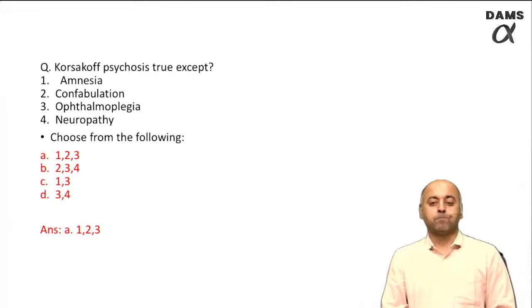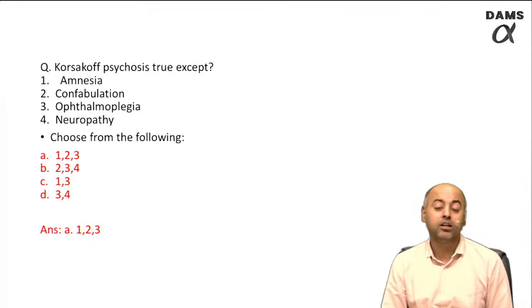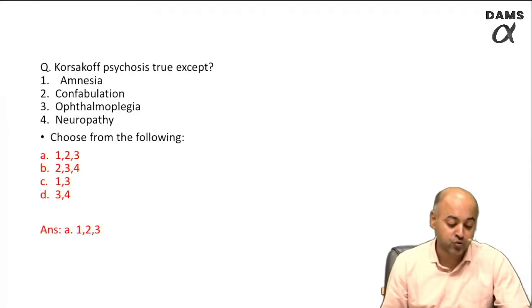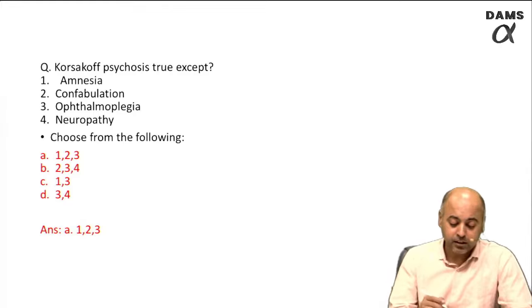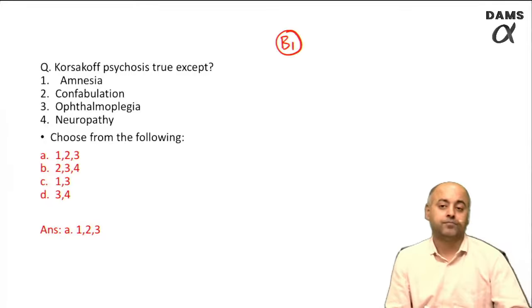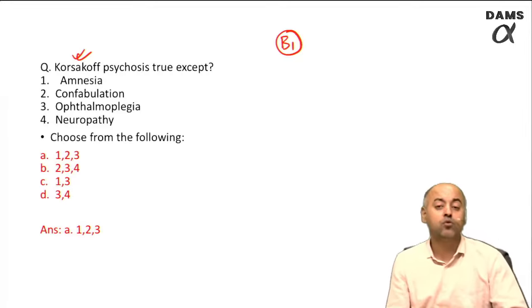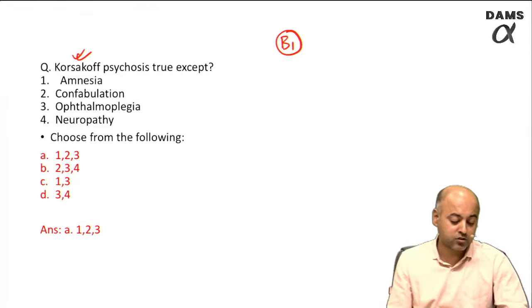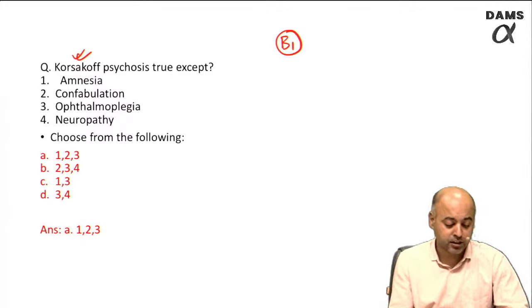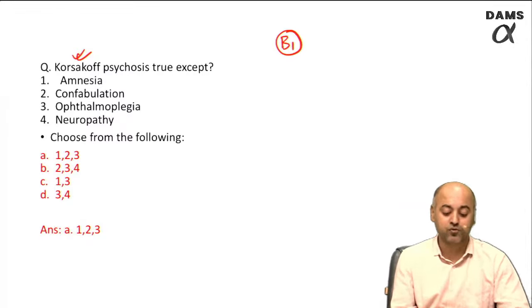Okay, now we come to some of the very important vitamins which are routinely asked in your exam, about which you must know, and the most important in this list is B1. So here you see the question of Korsakoff psychosis, what is true, and you have a list of clinical features which might be seen, and you have to choose which all will be seen in Korsakoff psychosis.